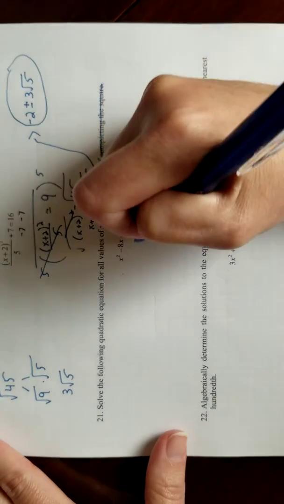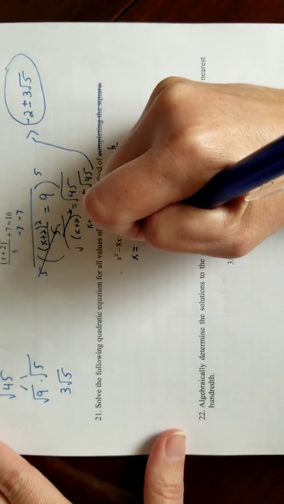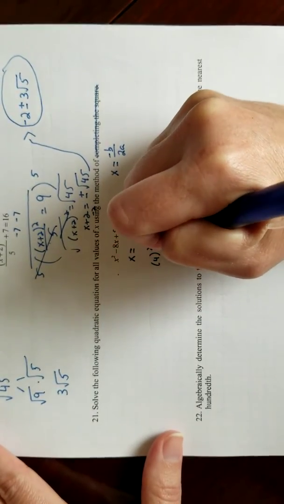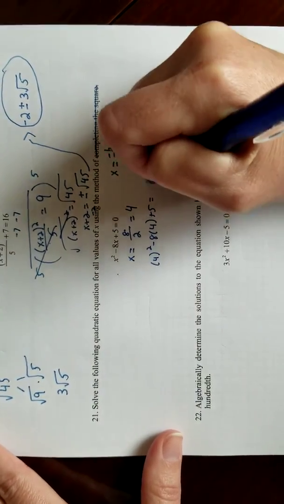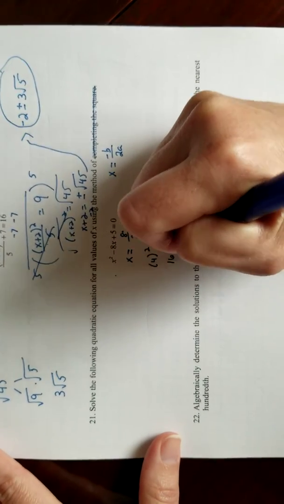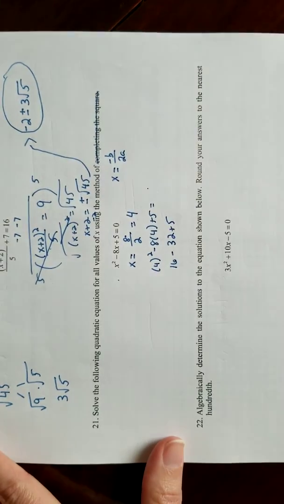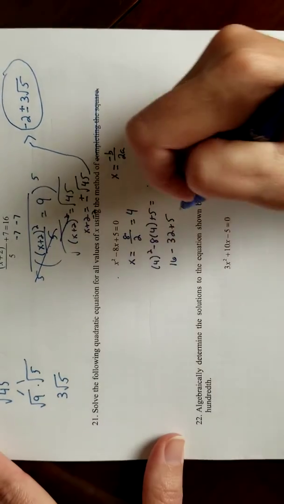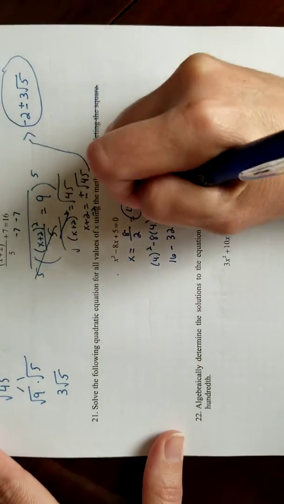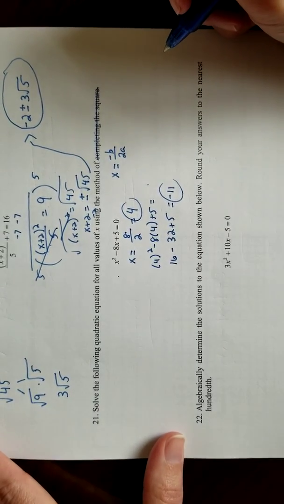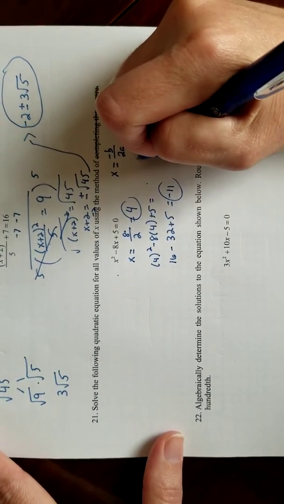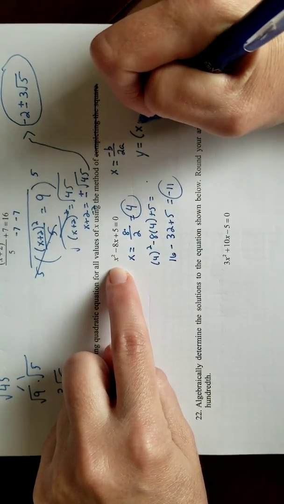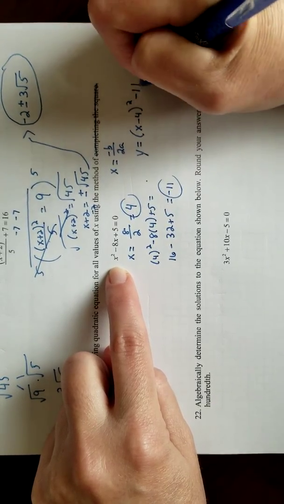Negative b over 2a. So that gives me 8 over 2, which is 4. Plug that back in. 4 squared minus 8 times 4 plus 5. And 4 squared gives me 16 minus 32 plus 5. 16 take away 32 plus 5 gives me negative 11. So there's my x, there's my y for my vertex. So my vertex formula would be y equals, a of course is still 1, (x minus 4) squared minus 11.